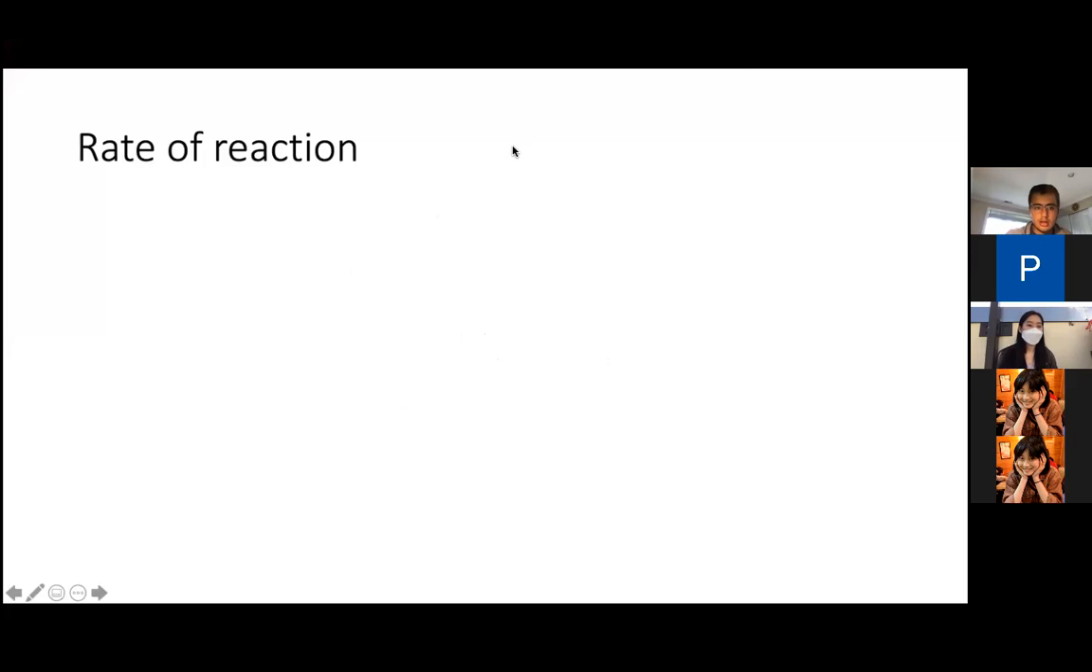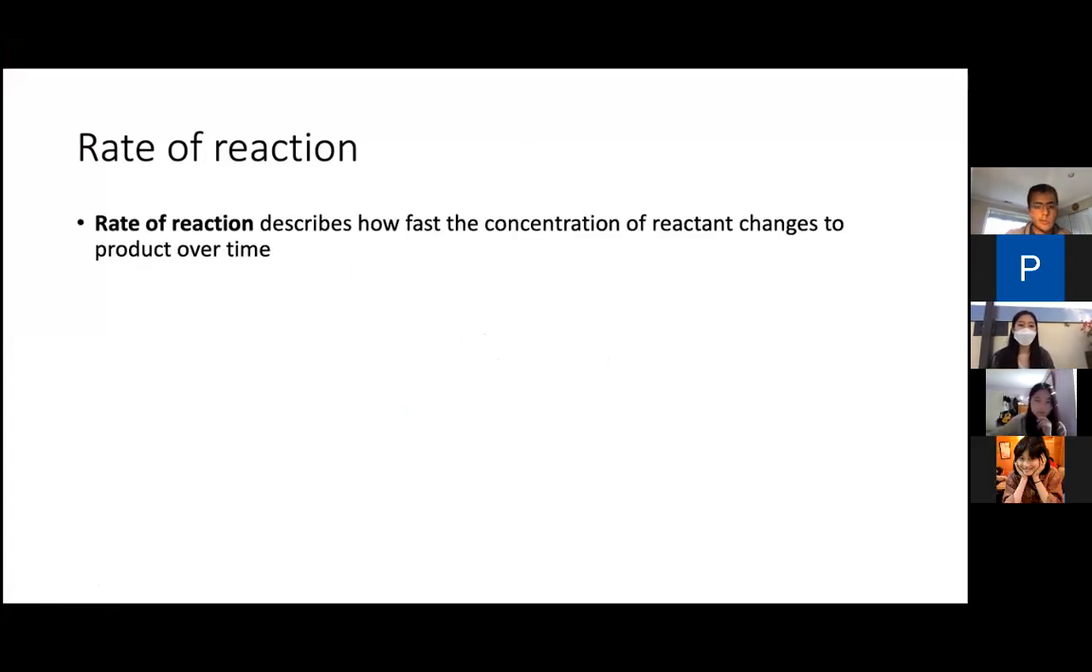Okay, so today I'll be introducing the concepts of reaction rates, rate laws, and reaction order. So first, starting with the rate of a reaction. The rate of a reaction describes how fast the concentration of reactant changes to product over time.